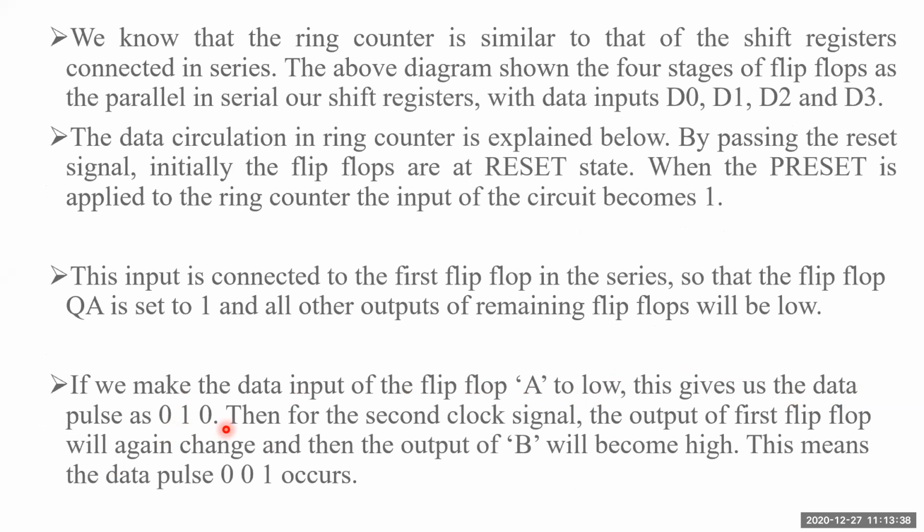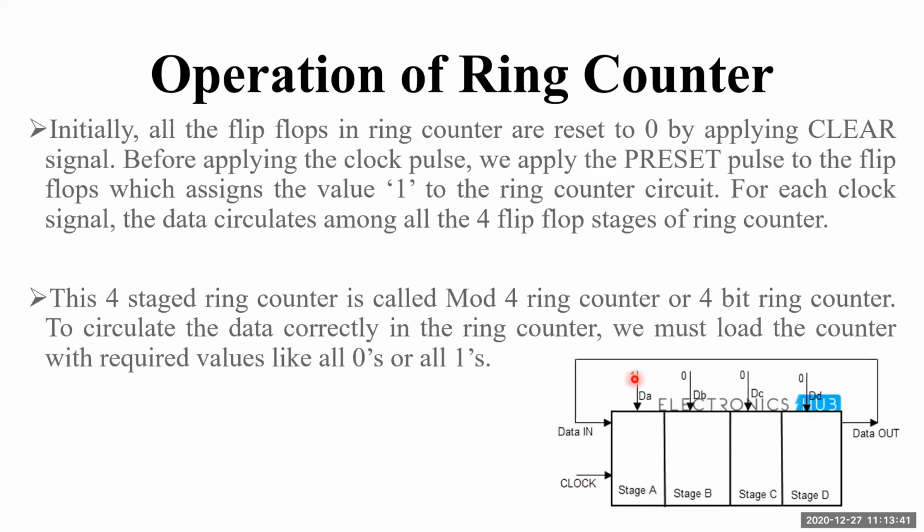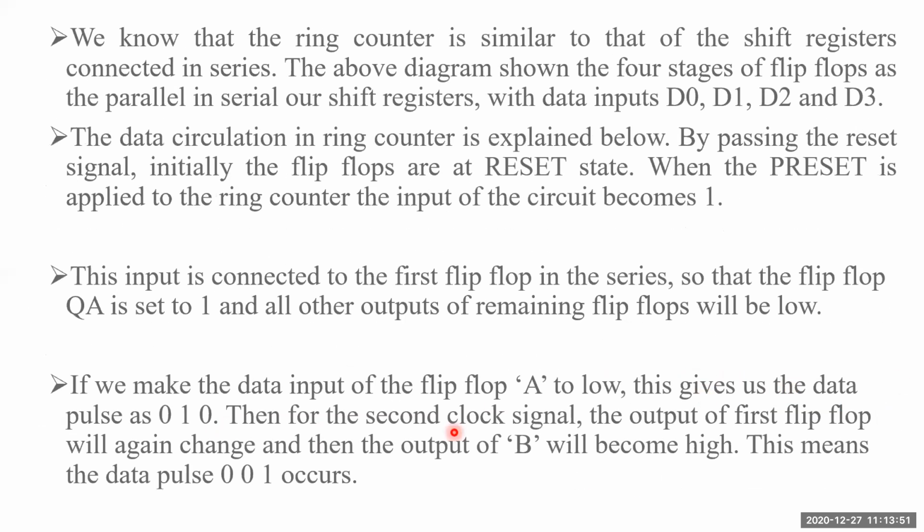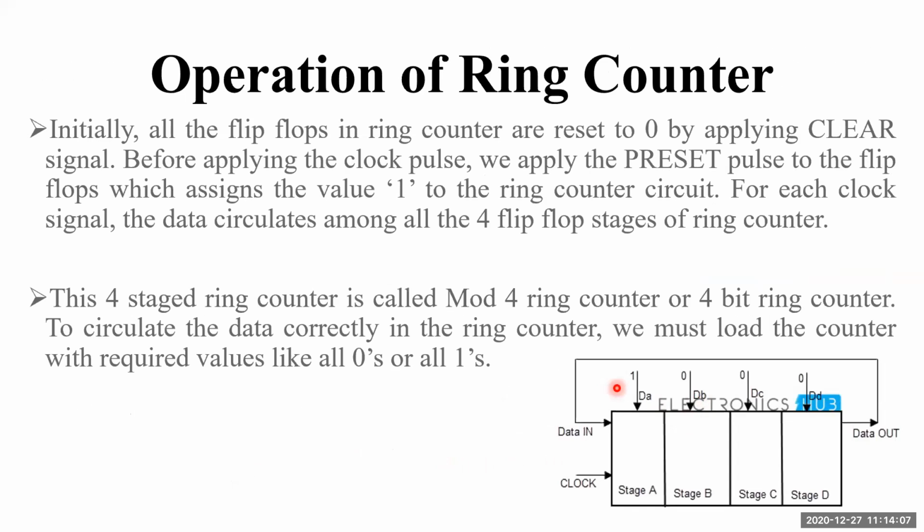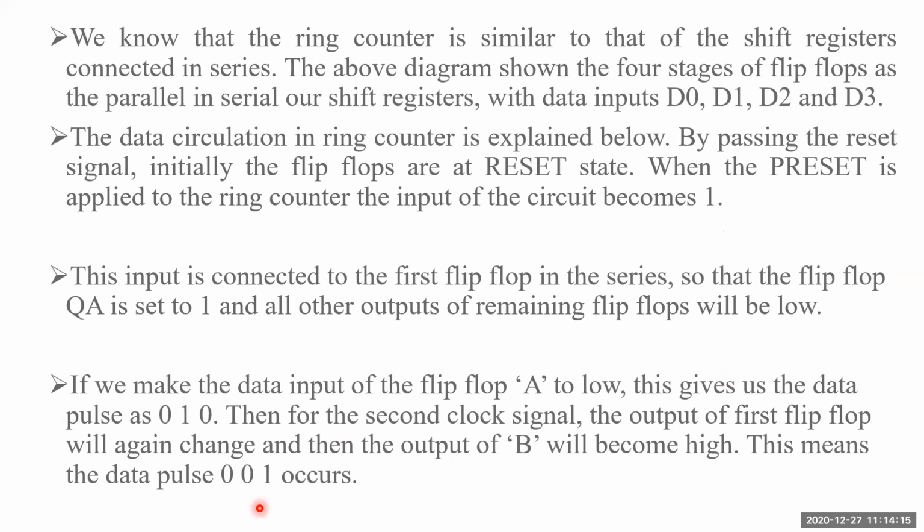For the third flip-flop, what happens here now? The data pulse will be 0. This 1 goes to the next phase, 0, 1, 0 for the first cycle, and this will be 0 only. Next, for the second clock signal, what happens? The output of the first flip-flop will change again, then the output of the second flip-flop will become high. This becomes high, so this is going to change again. So the 1 is going to shift from one flip-flop to another. It goes on shifting. So ultimately, this will become 0, 0, 1.